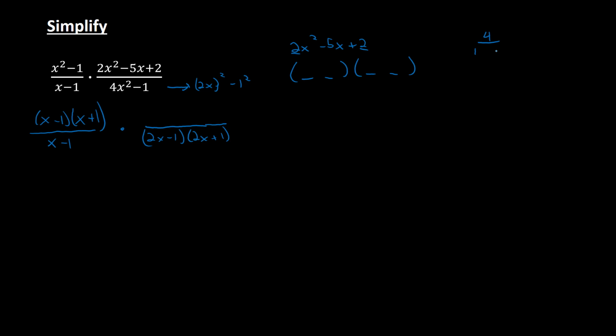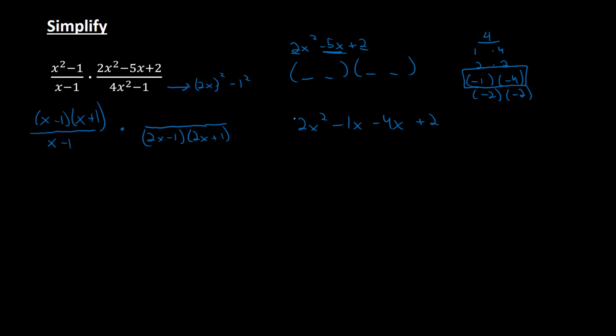Well, 4 can be 1 times 4, or it could be 2 times 2. Or it could be negative 1 times a negative 4, or negative 2 times a negative 2. And the question is, which set of numbers will I use? Well, I need to get negative 5x back out. So I'm going to use negative 1 and negative 4, because when I add those, I get a negative 5. So in place of that negative 5x, I'm replacing it with negative 1x and negative 4x.